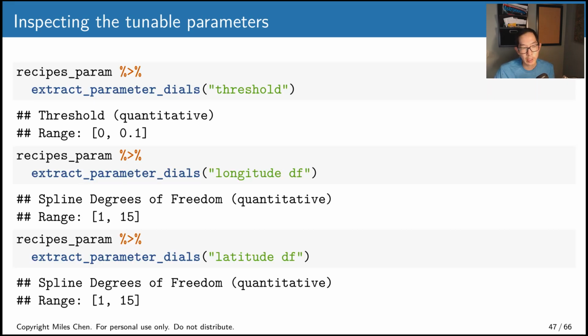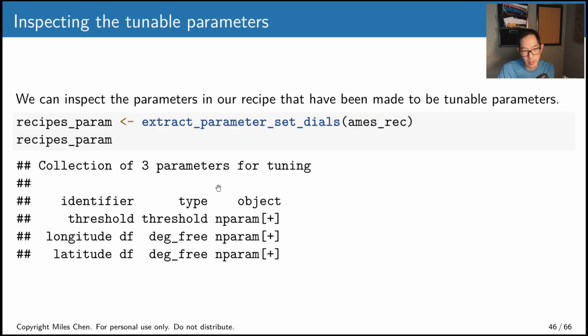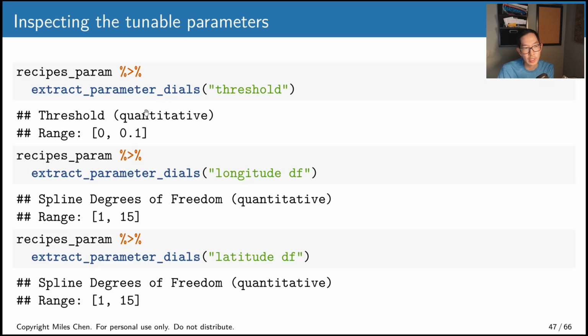And these are the default ranges that it's going to test, okay? So when you say, let's say what kind of threshold in here, it says recipes parameter, we say extract parameter dials, okay? For threshold, it's going to say, hey, we're going to try out anything from 0 to 10%, okay? For the longitude df, we're going to try out anywhere from 1 to 15 degrees of freedom, okay?